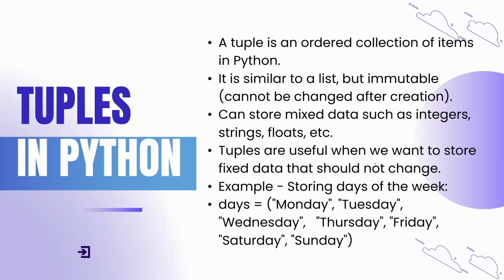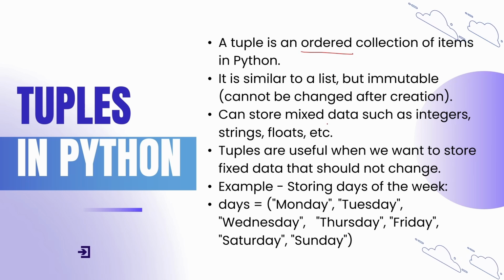So the next topic is tuples in Python. A tuple is an ordered collection of items in Python. Okay, so these are ordered collections. It is similar to a list but immutable. It is immutable, so it cannot be changed after creation. So once a tuple is created, we cannot change the values. Okay, so tuples are immutable in nature. We can store mixed data types such as integers, strings, floats.